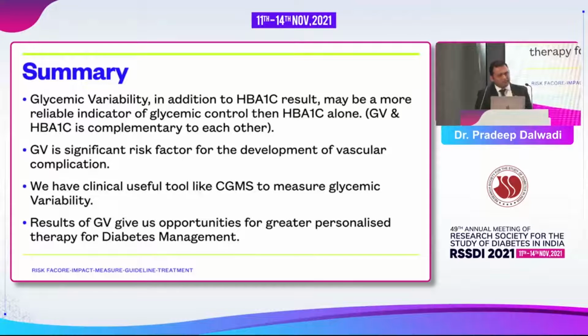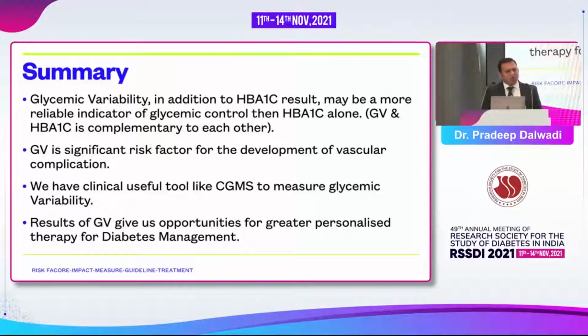So if I summarize my part of the presentation, glycemic variability in addition to HbA1c result may be a more reliable indicator of glycemic control than HbA1c alone. Glycemic variability and HbA1c are complementary to each other. It gives you a lot of information.